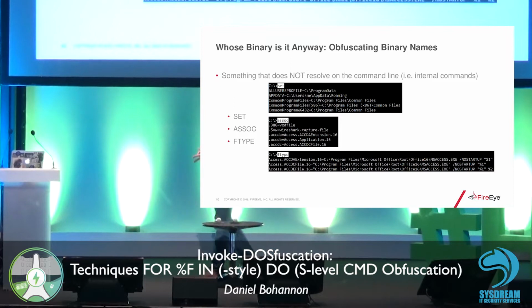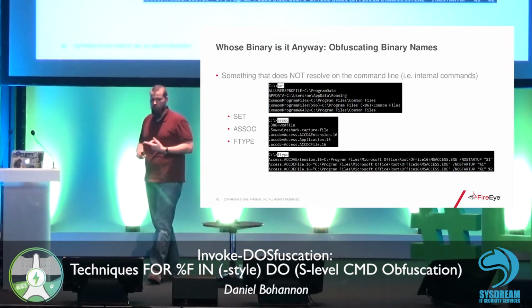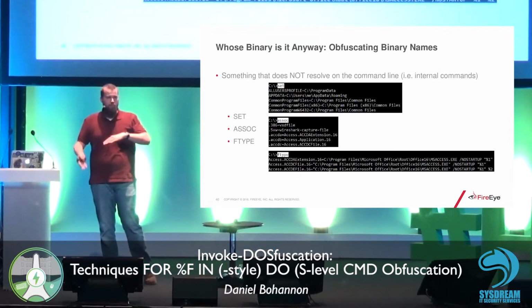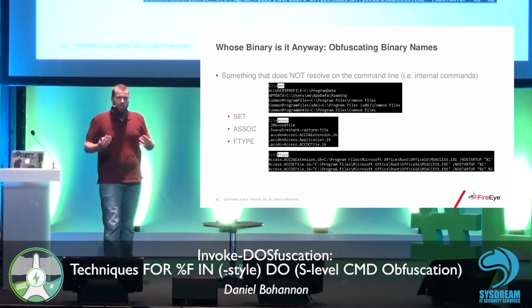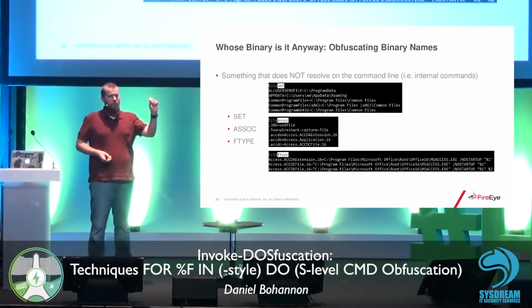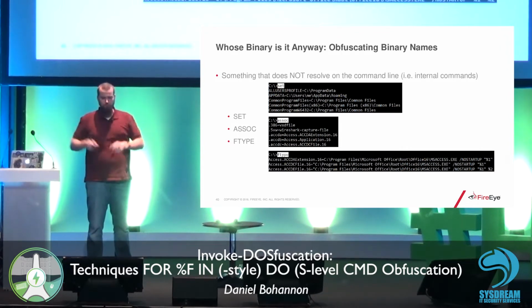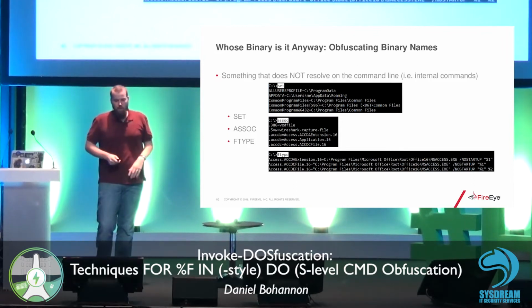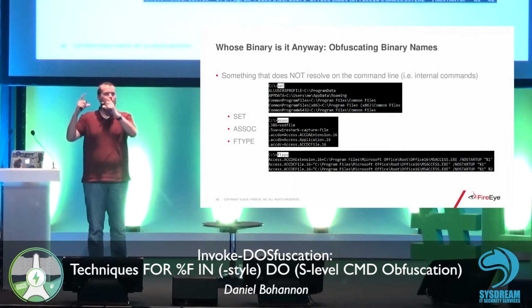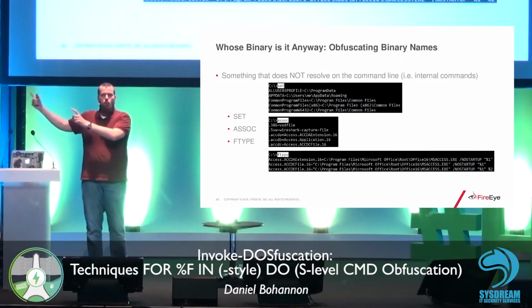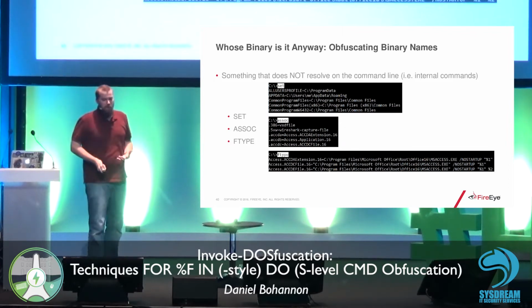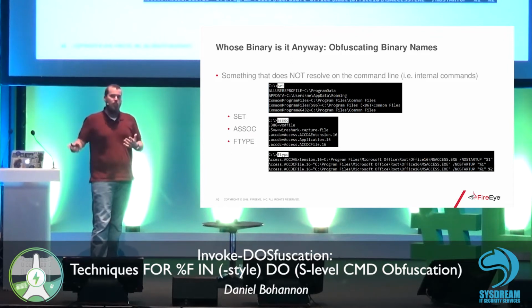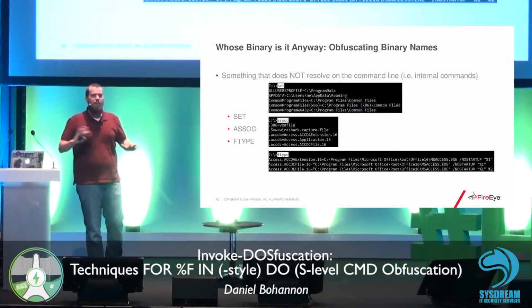So what I came down to were three internal commands: set, assoc, and ftype. Set will show you all the environment variables and their values. Assoc and ftype are actually related. Assoc shows the association between an extension and the type of application that goes with that extension, like .accdb is Access. And then ftype takes that association type with the binary and arguments to actually run it. The reason I came down to these is they're internal commands, so it's not spawning another process, but somewhere in the payload you'll find the string PowerShell or cmd in the text output.